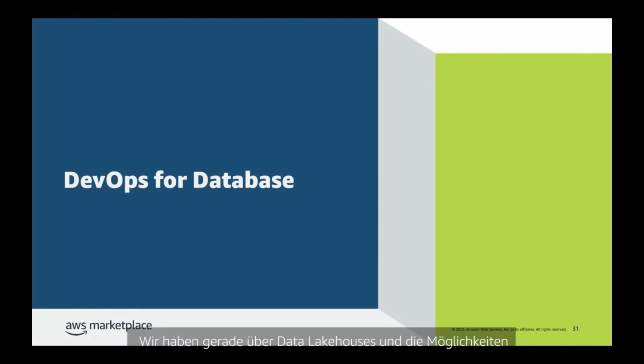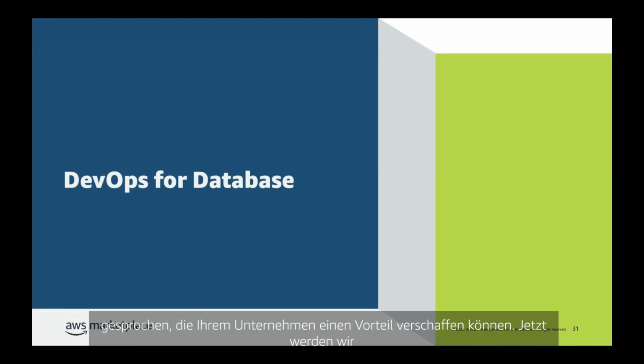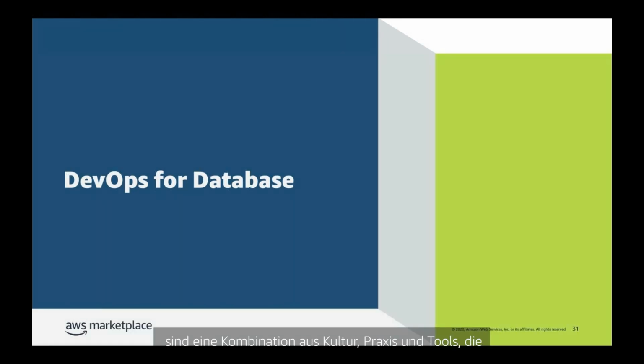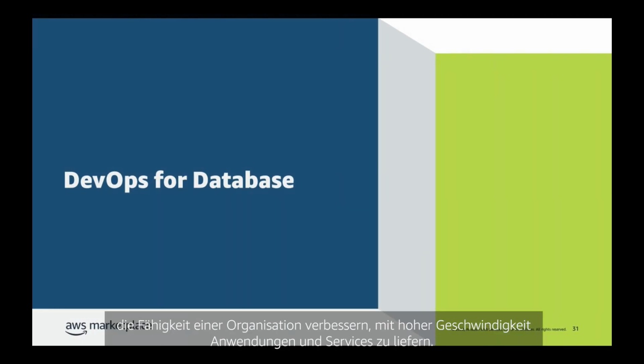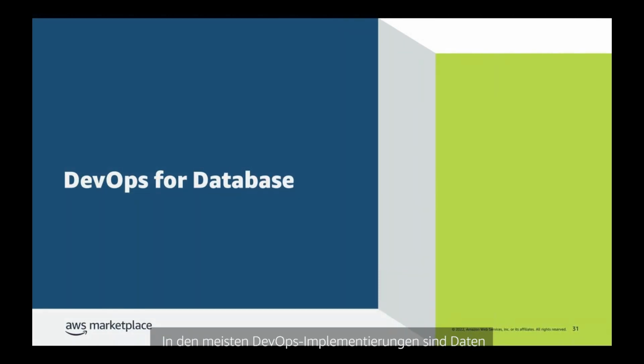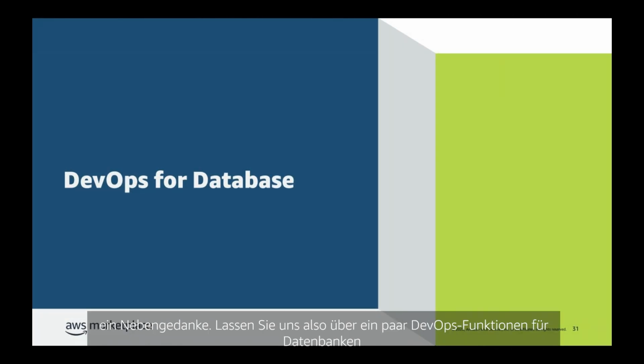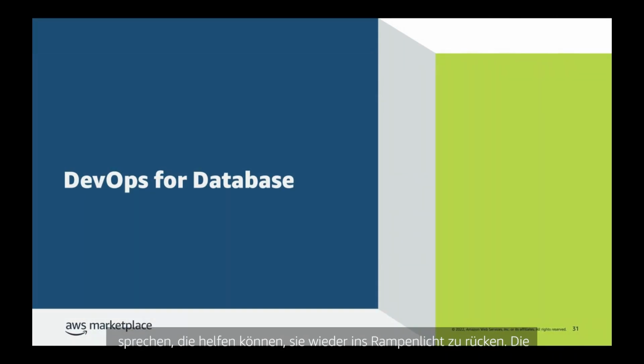We just talked about data lakehouses and the capabilities that can give your business an edge. Now we're going to shift focus a little and talk about DevOps for databases. To level set, DevOps is a combination of culture, practice, and tools that increase an organization's ability to deliver applications and services at high velocity. In most DevOps implementations, data is often an afterthought. So let's talk about a few DevOps capabilities for database that can help bring it back into the spotlight.